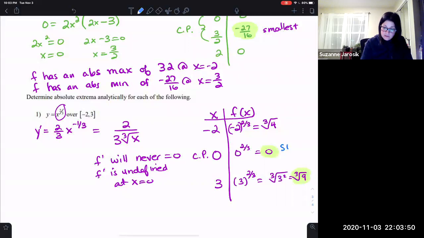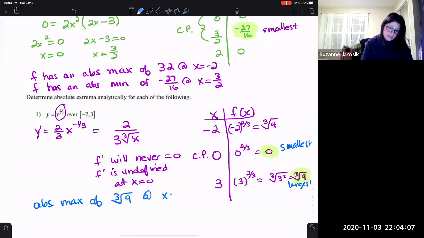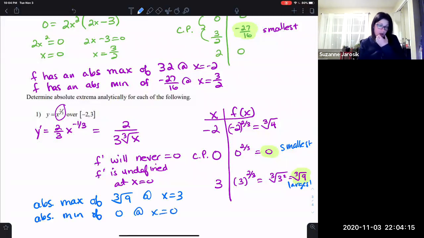Okay, smallest, largest. Let's write it out. Absolute max of cube root of 9 at x equals 3. Absolute min of 0 at x equals 0.